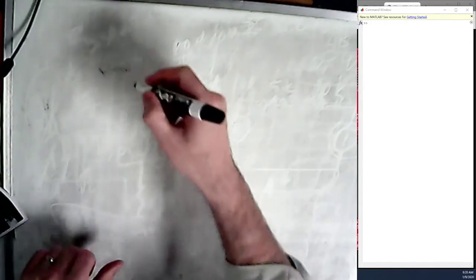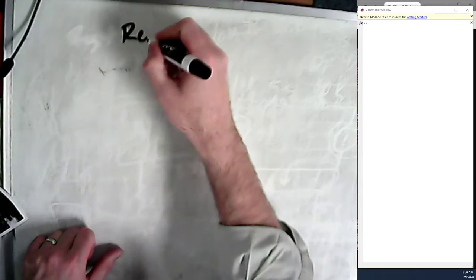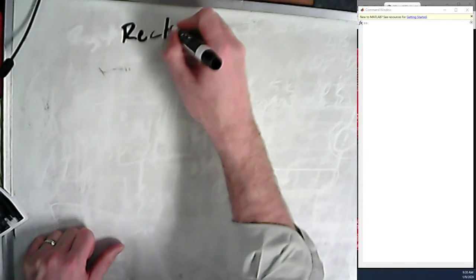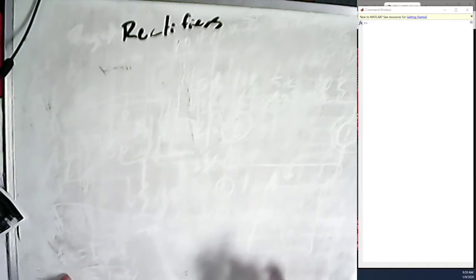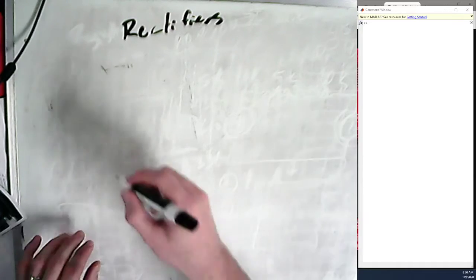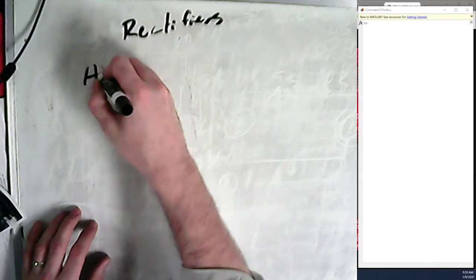So one thing that we're going to cover today is exclusively rectifiers. And this may seem like an odd topic because we haven't really described what rectifiers do or what they are, but that's kind of the point. We're going to mainly do this with diodes, and we're going to start with our half wave.